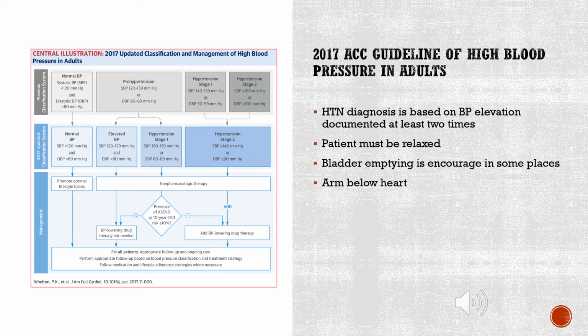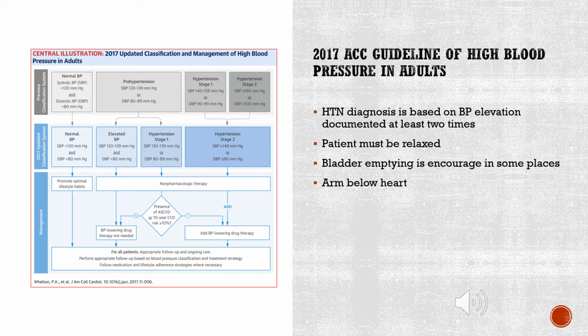So for the normal category, these patients fall in the range of systolic blood pressure less than 120 over less than 80. For these patients, we just want to promote optimal lifestyle. So we want to make sure that these patients exercise. We wouldn't do anything else with these patients.